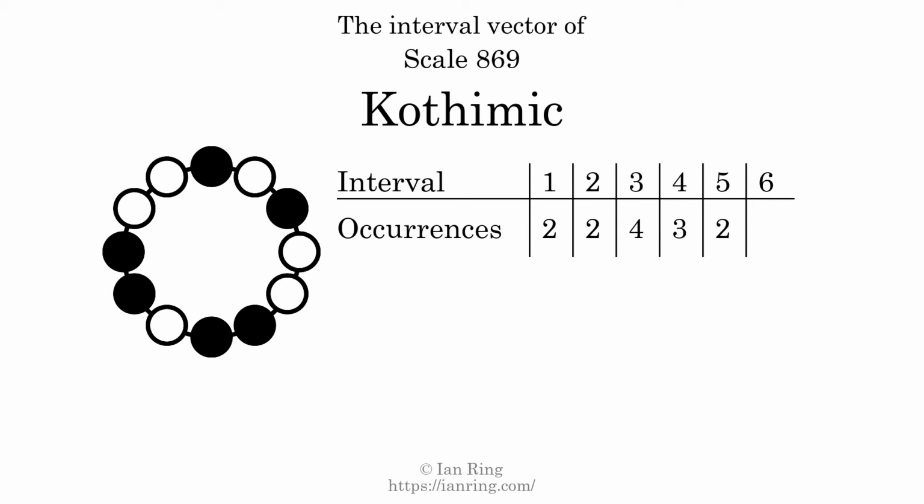There are 2 intervals with a size of 5 semitones. They are here and here. There are 2 intervals with a size of 6 semitones. They are here and here. Each interval does not appear in this scale a unique number of times, so this is not a deep scale.